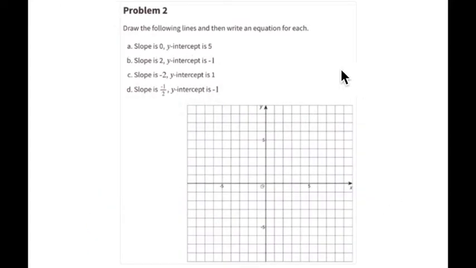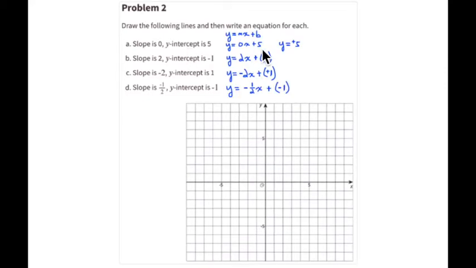This is problem number 2. You're given information for 4 lines and 4 equations. You're asked to write the equation for each of these lines that are defined by the slope and its y-intercept. So what I would do in the first case is to write this equation, y equals mx plus b. And remember that m is the slope and b is the y-intercept. This is called the slope-intercept form of the equation. So there's the slope and the y-intercept. You might make a note of that, the slope-intercept form of the equation.